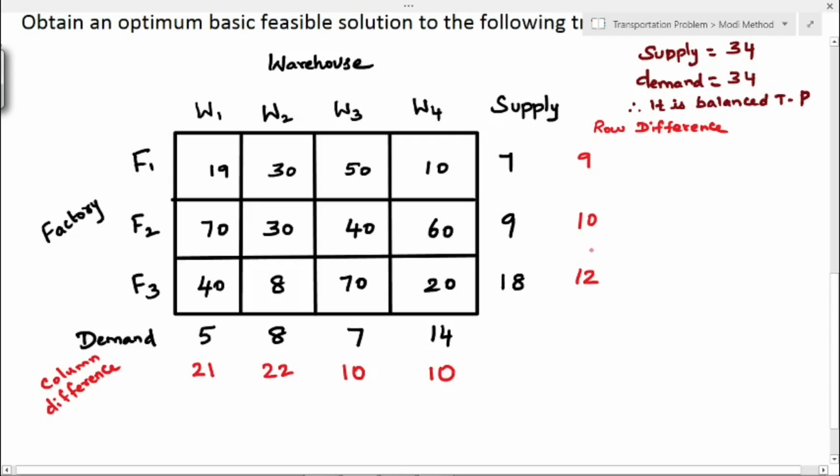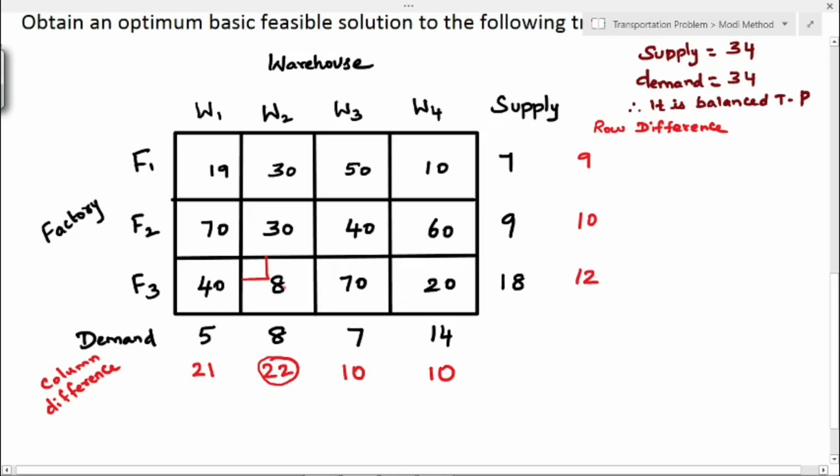So in that row difference and column difference we have to consider the largest value. So the row differences are 9, 10, 12, and column differences 21, 22, 10 and 10. So the largest value is 22. So this is the first penalty. This corresponds to the W2 column, right? So in that column we have to consider the least value. Least value is 8. So therefore our first allocation is at this cell, third row, second column.